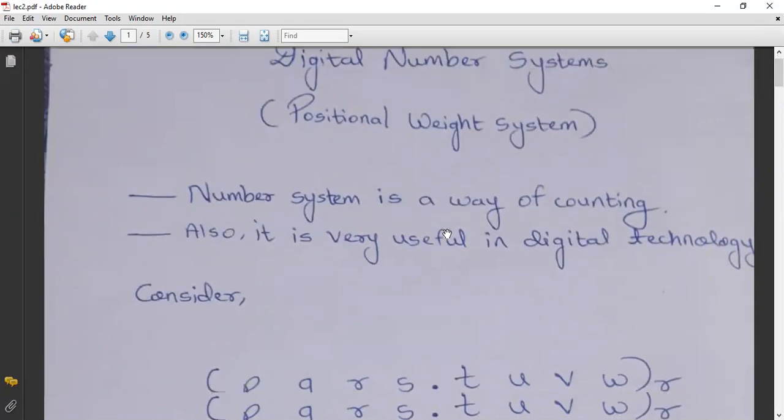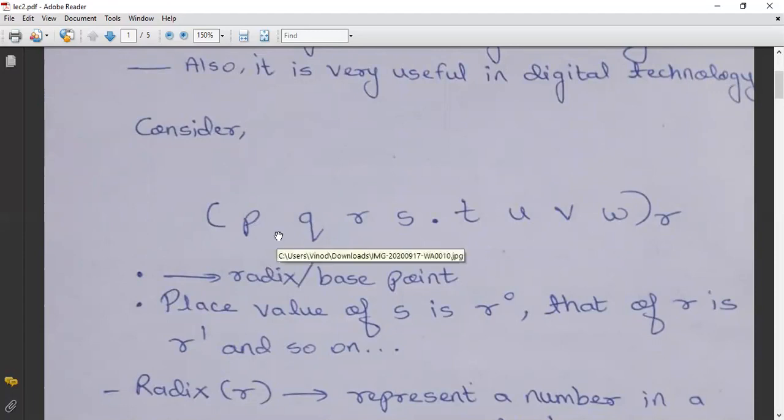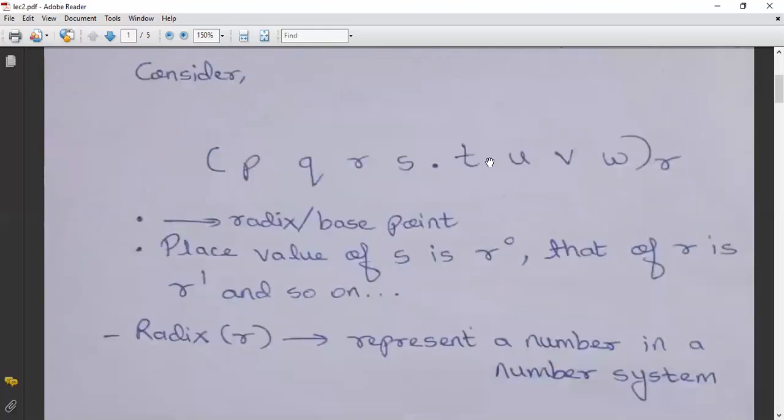So let us consider this example. From this arrangement, we are going to see what is the significance of each alphabet here. So the example is PQRS.TUVW to the base R. So here R is nothing but a radix or a base, and this decimal point is the radix point or base point.